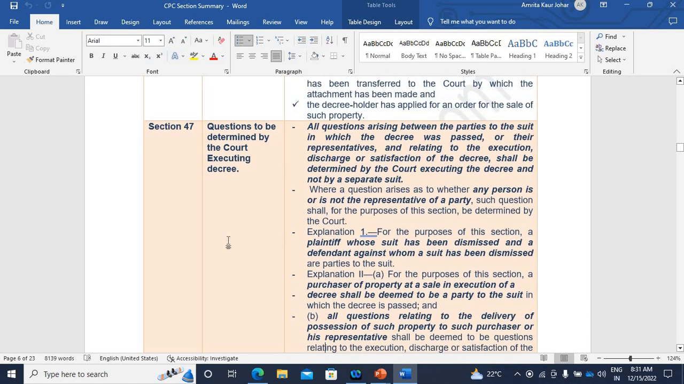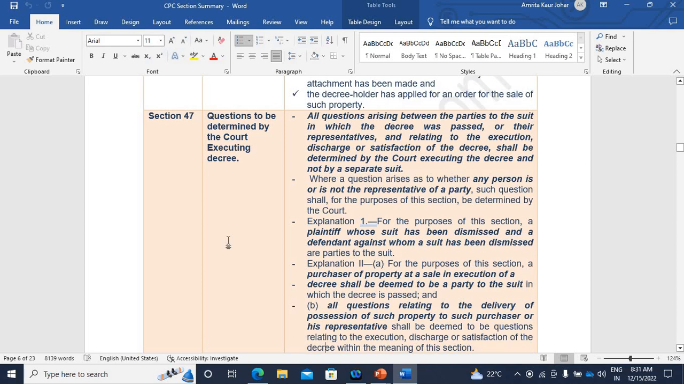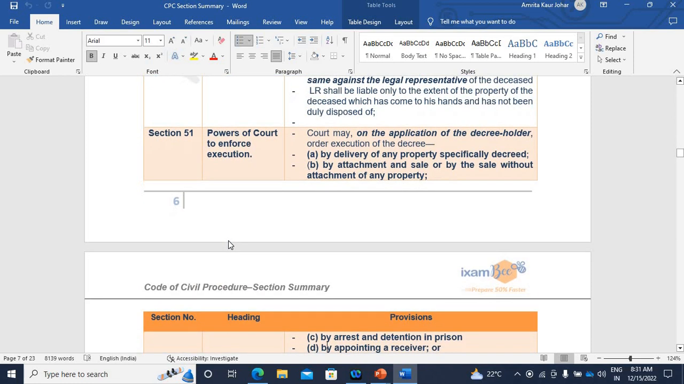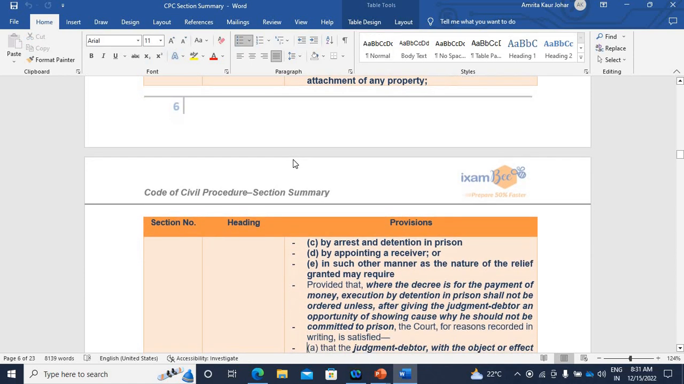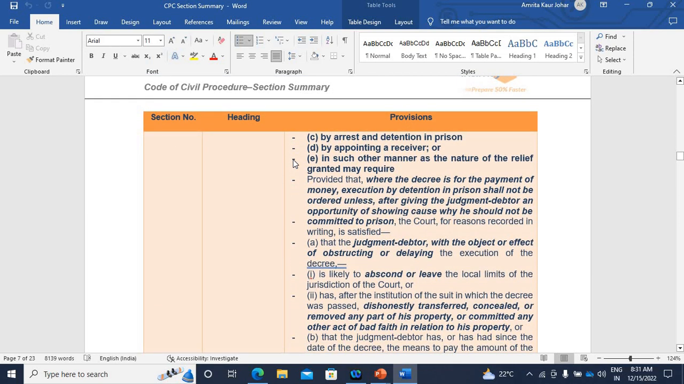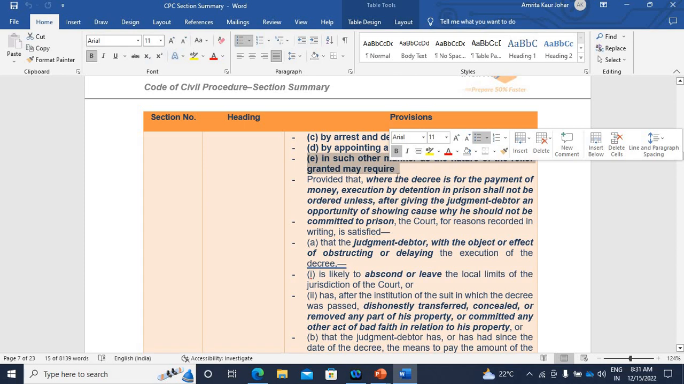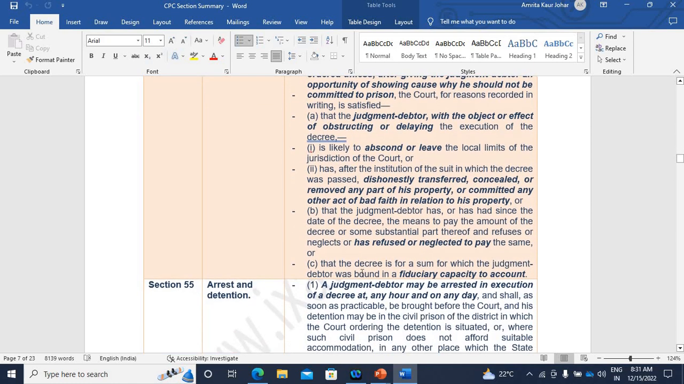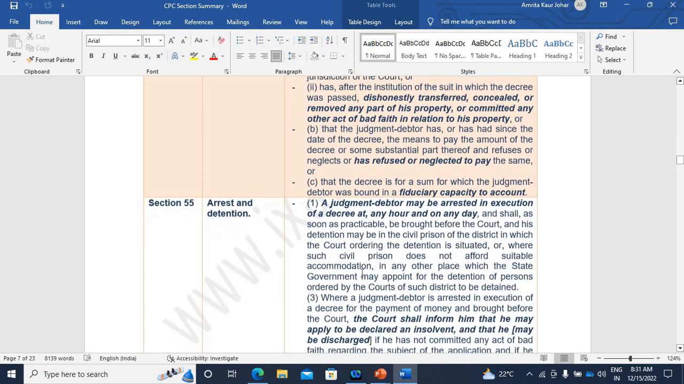Now section 47 is landmark, as it is telling you the questions that can be determined by the court which is executing a decree. Then legal representatives, and section 51 is talking about the powers of the court to enforce execution. So it is talking about all the modes which court can follow for exercising execution powers. सो यहाँ पे आप देख रहे हैं 5 modes discuss किए. The 5th one is actually a general thing which increases the discretion of the execution court, that in such other manner as the nature of the relief granted may require. So section 51 इसका landmark provision है. इससे related provisions आपको Order 21 में detail मिलेंगे.